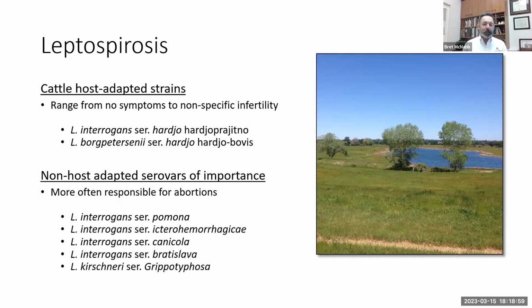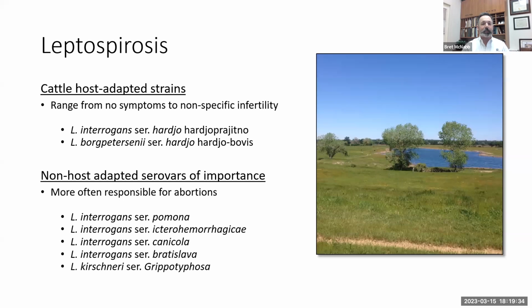Now, leptospirosis can be a confusing thing. And I only put up all these different serovar names to drive home that point, and hopefully I've done that. But basically, we can break down all these different sub-serovars and species of leptospirosis into two basic categories. One would be a host-adapted strain, meaning that when cattle get these host-adapted serovars, they can range from either no symptoms to relatively non-specific infertility issues. And those are going to be the Hardjo serovars.